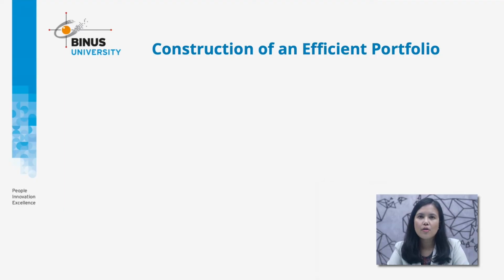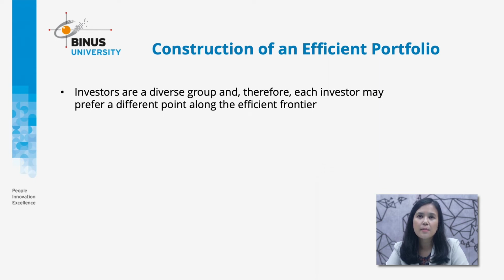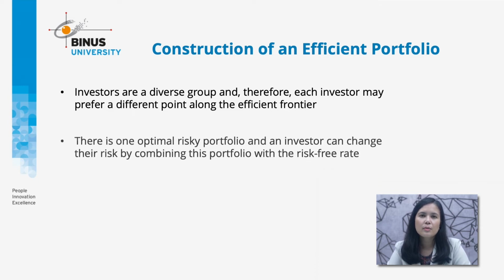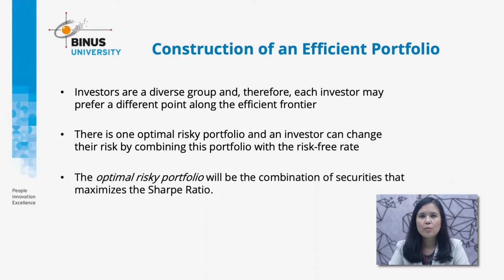How is an efficient portfolio constructed? Investors are a diverse group, and each investor may prefer a different point along the efficient frontier. The efficient frontier is the set of optimal portfolios that offer the highest expected return for a defined level of risk or the lowest risk for a given level of expected return. There is one optimal risky portfolio, and an investor can change their risk by combining this portfolio with the risk-free rate. The optimal risky portfolio will be the combination of securities that maximizes the Sharpe ratio. The Sharpe ratio is a measure of risk-adjusted return. It describes how much excess return is received for the volatility of holding a riskier asset.